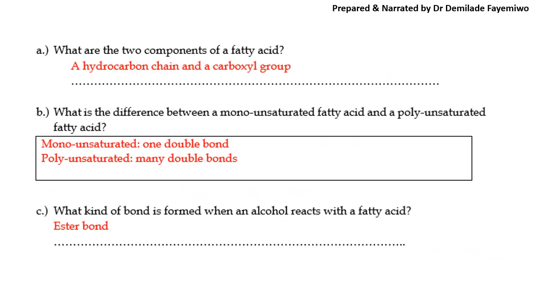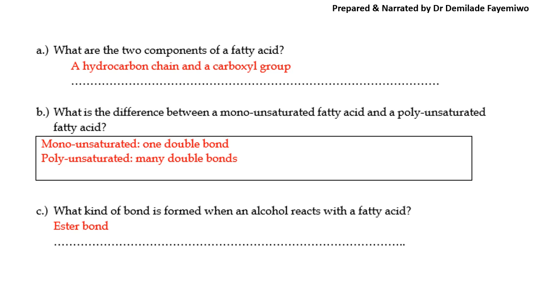All right, then I have exercises on lipids, and I asked what are the components of a fatty acid. It's usually a hydrocarbon chain and a carboxyl group at the end. What's the difference between a monounsaturated fatty acid and a polyunsaturated fatty acid? What you need to bear in mind, the basic understanding you need to have here, is that when I say it's unsaturated, and this is a chemistry term, it means that there are double bonds in the compound. So monounsaturated means one double bond, and polyunsaturated would mean many double bonds.